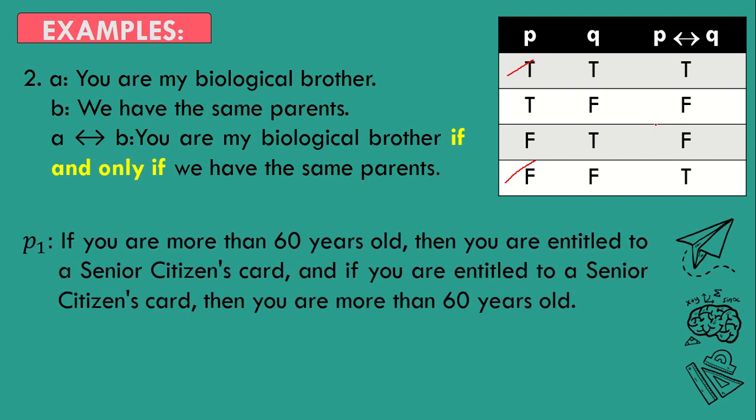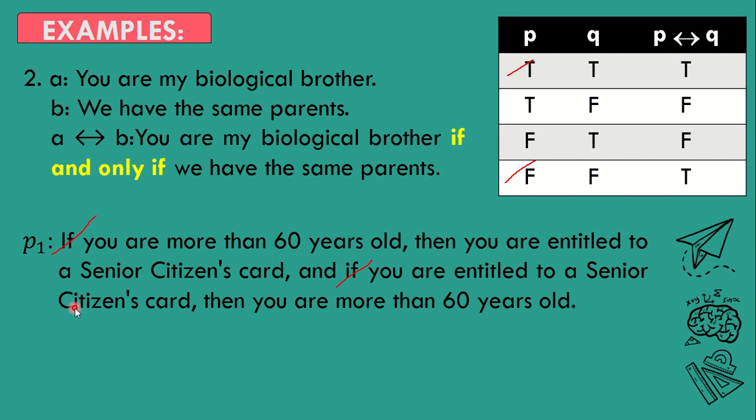Earlier, we have an example of two conditional propositions. We have its conditional proposition: if you are more than 60 years old, then you are entitled to a senior citizens card. And its converse: if you are entitled to a senior citizens card, then you are more than 60 years old. As you can see here, there's consistency when it comes to the truth values. The conditional proposition and its converse are the same.